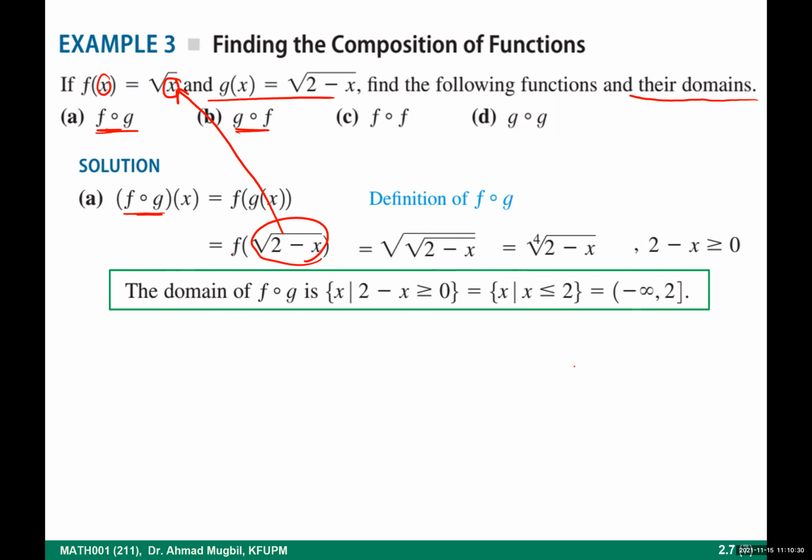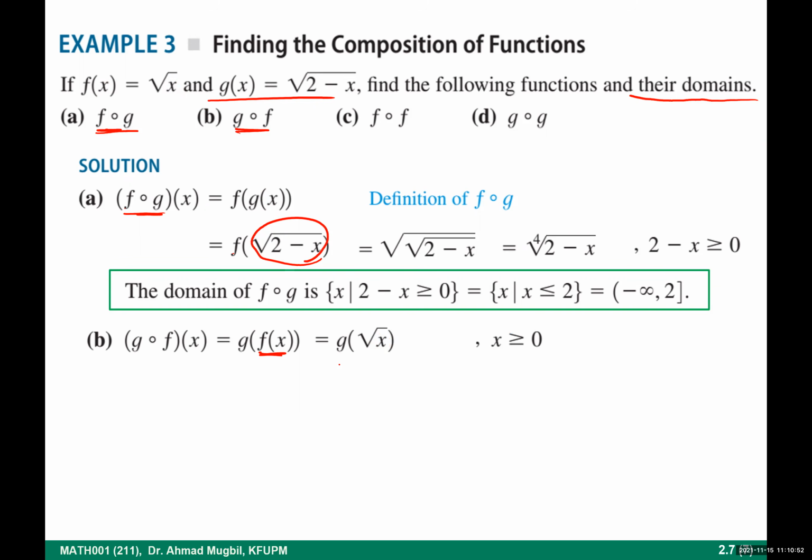Now, what about G circle F? G composed with F. It will be G of F. What is F of X? It is the square root of X. So what is the condition that we need to put here? It will be G of the square root of X. What is inside here should be greater than or equal to 0. So this is the condition that we should put.